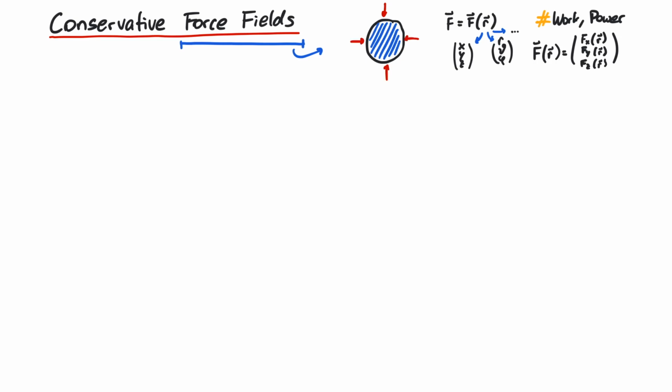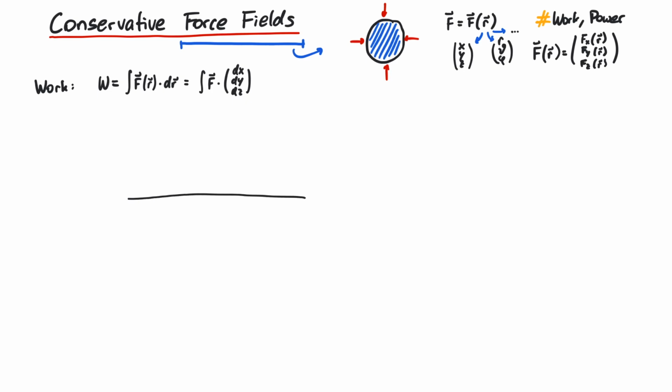The next thing we need to understand conservative force fields is the concept of work. Work is defined as the integral over the force along a certain way. Mathematically, this is the integral of the force in a dot product with a vector of dx, dy, and dz. And physically, work is a measure of how difficult it is to move something from A to B.